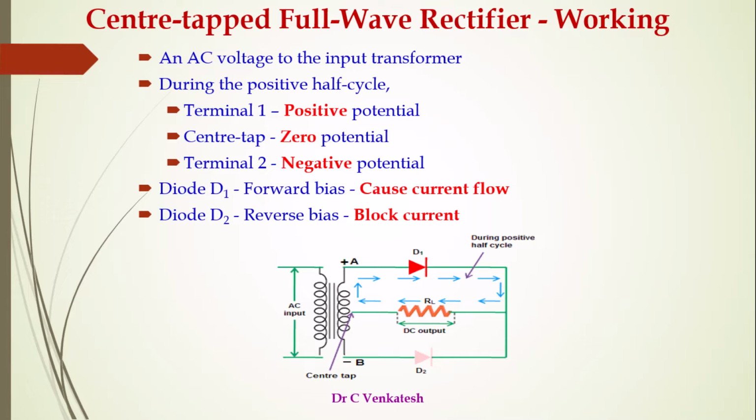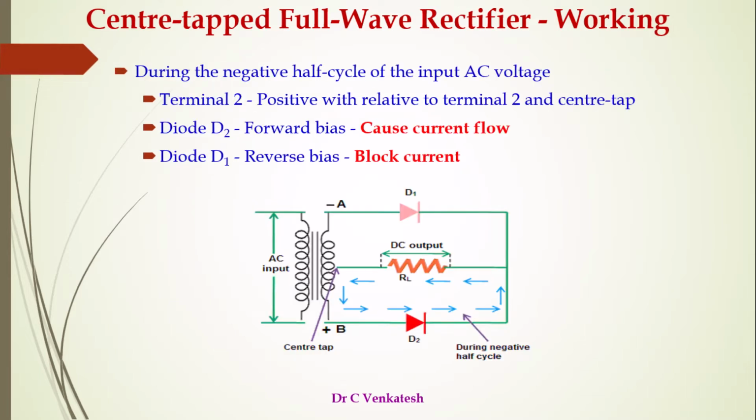During this time, diode D1 is forward biased. Once forward biased, the diode acts as a closed switch, causing current to flow through it. During this time, diode D2 is reverse biased, acting as an open switch, blocking current through it.